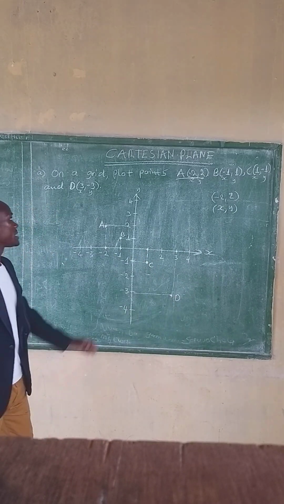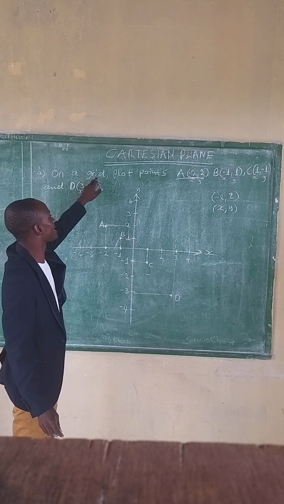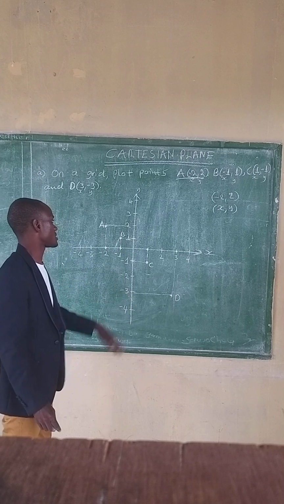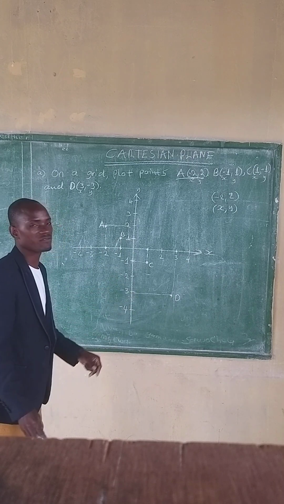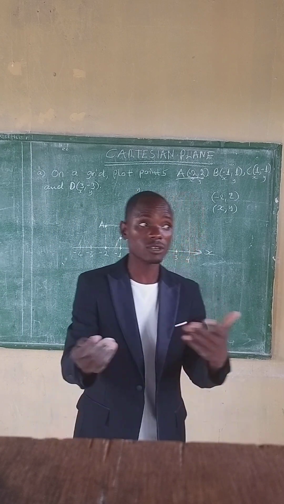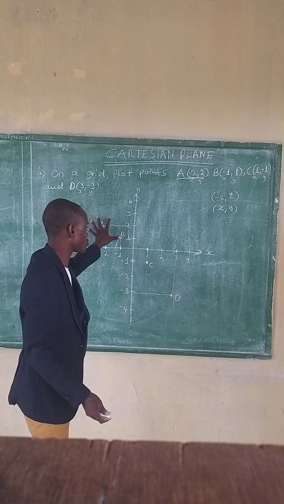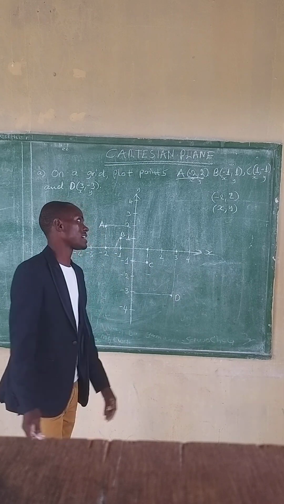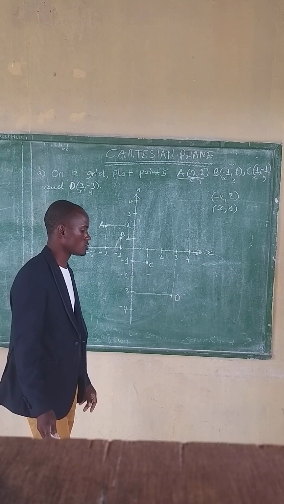Now remember, in the question you have been told, on a grid, plot the points. So we are plotting the points, and this is what we've just done. They didn't tell us to join them, they just told us to plot them. And that is all that you have to do.